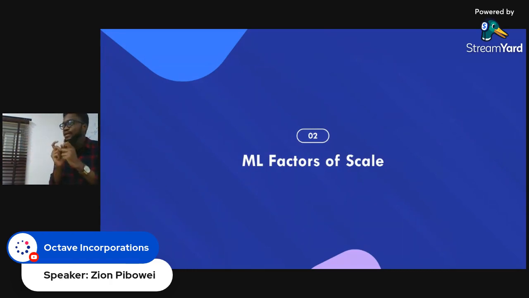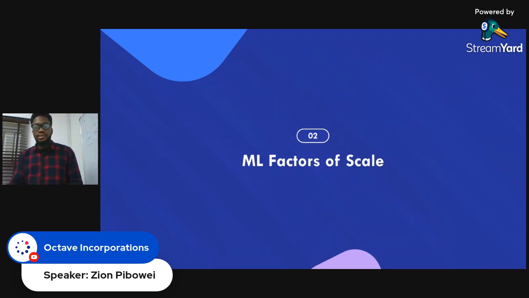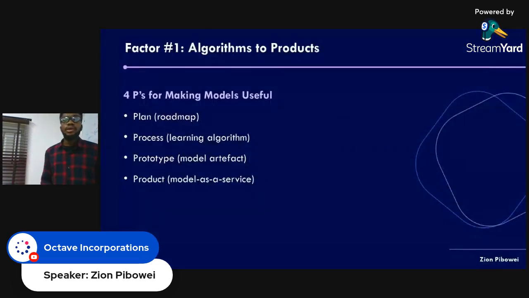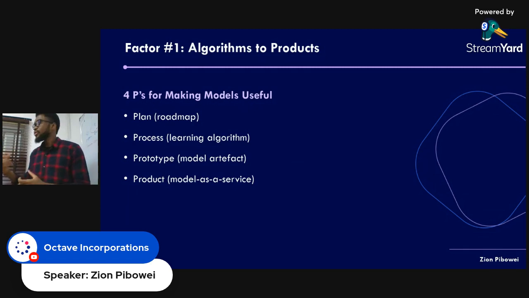The underlying factors that make machine learning scale up to really large use cases. So the first factor of scale is that we need to take algorithms to products. We need to take machine learning from just the algorithms, or from just the artifacts, to actual products.